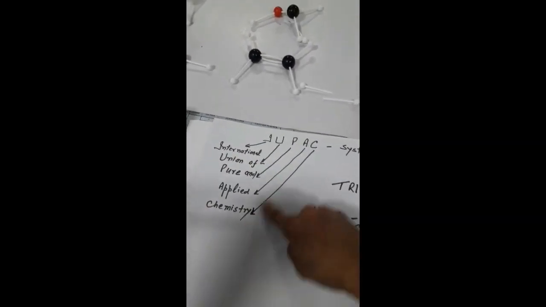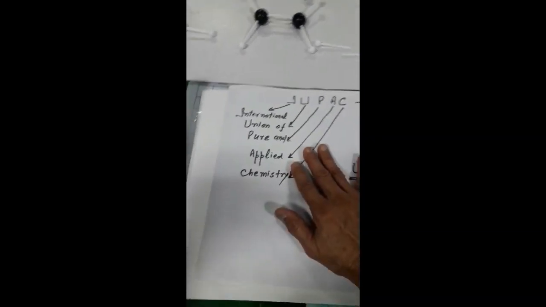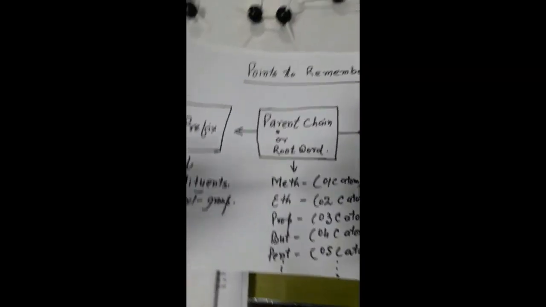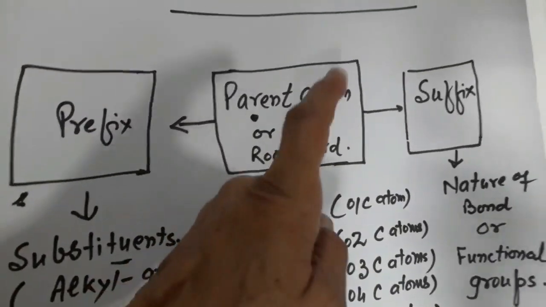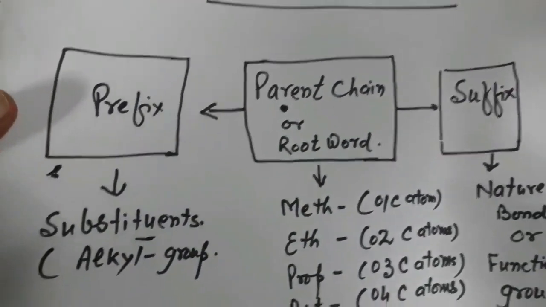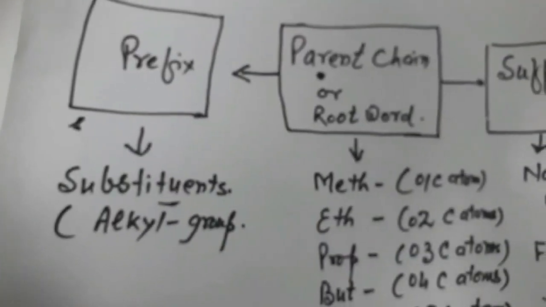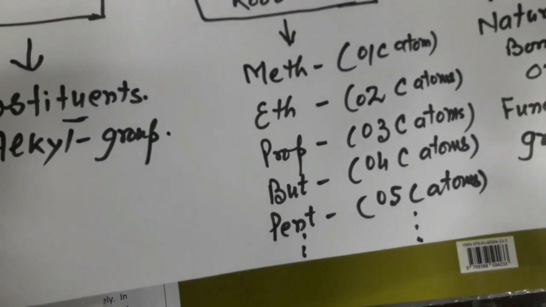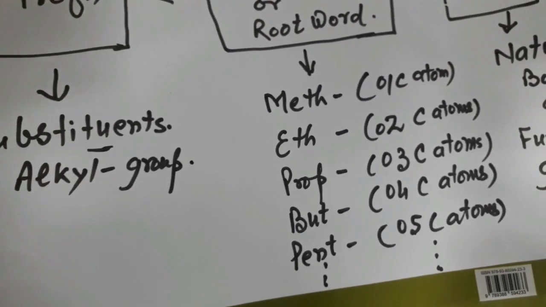Taking the base of this system, you will find that when we name an organic compound, these 3 things have to be remembered. What are these 3 things? The first, central part is the parent chain, or in some books you will find it called the root word. Parent chain means, as I have shown you, whether it is methane, ethane: meth, eth. If it is 1 carbon atom, then we start the root word with meth.